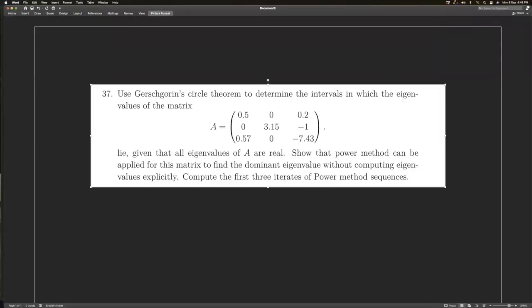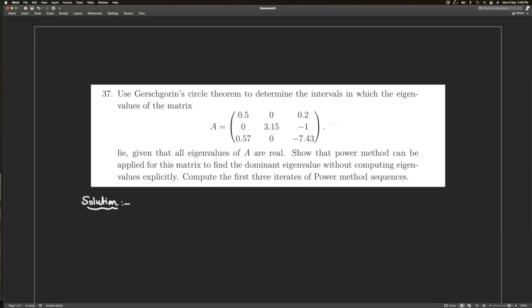Next, let us take up problem number 37. We have to use the Gerschgorin circle theorem to determine the intervals in which the eigenvalues of this matrix lie, given that A has all real eigenvalues. And then further, the question asks us to show that the power method can be applied for this matrix to find the dominant eigenvalue without computing the eigenvalues explicitly.